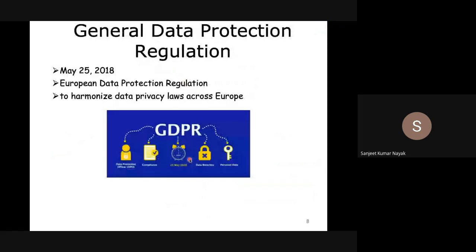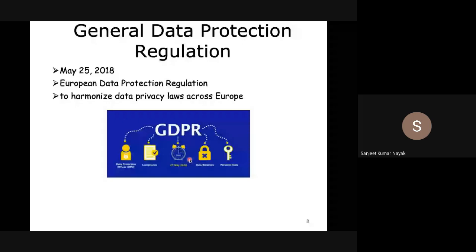Now, because this encryption is very crucial, nowadays different countries are coming up with different rules and regulations to help the people of their country, their citizens. They are coming up with different data protection regulations. So this is the General Data Protection Regulation, GDPR. It was passed, I think, as the European data protection regulation to harmonize data privacy laws across Europe. If any company wants to collect the data of the citizens of the European Union, the rules and regulations they need to follow are mentioned in this regulation.